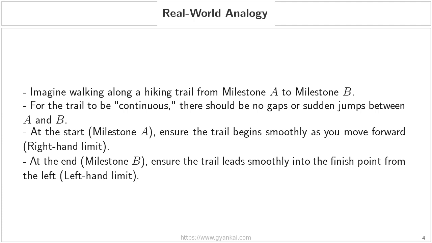Similarly, when you reach the end of the trail at milestone B, you are arriving from the left. You cannot approach the finish line from the other side. Therefore, the trail is continuous at the end if it leads you smoothly into the finish point from the left, which corresponds to the left-hand limit we defined in Step 3. By keeping this analogy in mind, the mathematical requirements for a closed interval become much more intuitive. Now that we have a conceptual understanding, let's move on to the next slide and apply these steps to a concrete mathematical example.